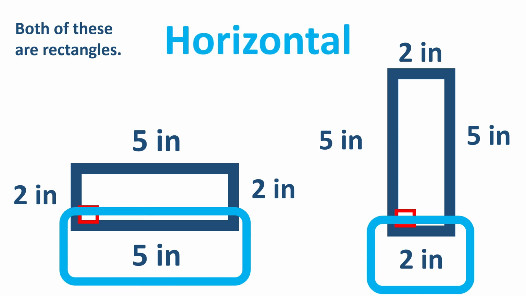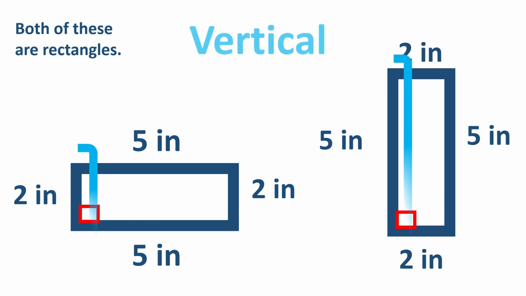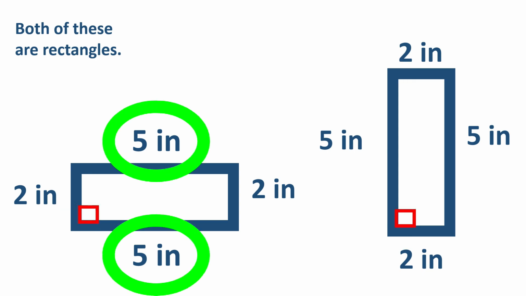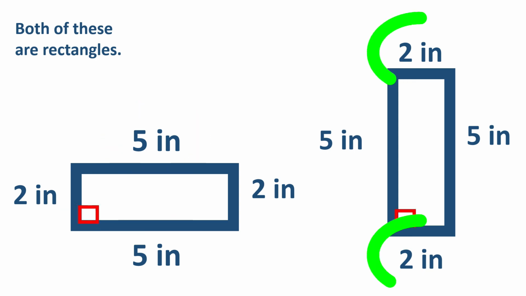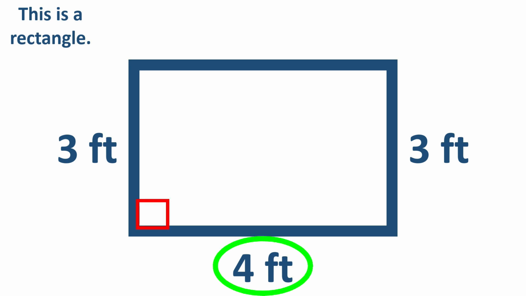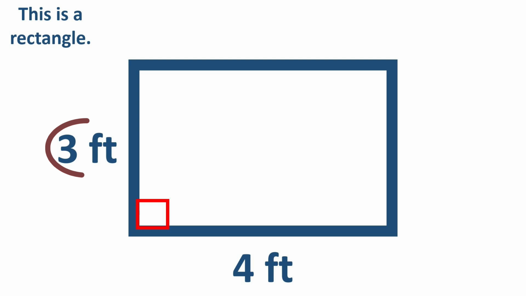It doesn't matter if the horizontal side is longer or shorter than the vertical side. We still call both of these rectangles. For example, on the left, the horizontal sides are 5 inches, but on the right the horizontal sides are 2 inches. It's common for test makers to write only the length of one horizontal side if the shape is a rectangle. Usually they write the length near the bottom horizontal side. But we still know that both of the horizontal sides are the same length. Likewise, it's common for test makers to write the length of one vertical side if the shape is a rectangle. But we know that both of the vertical sides are the same length.